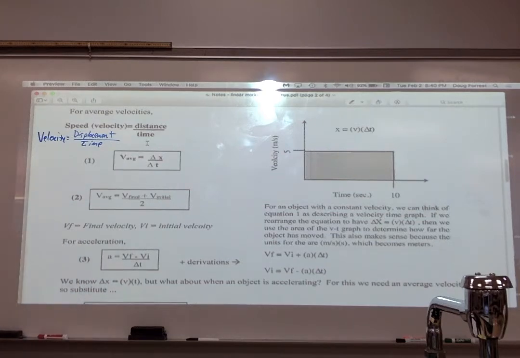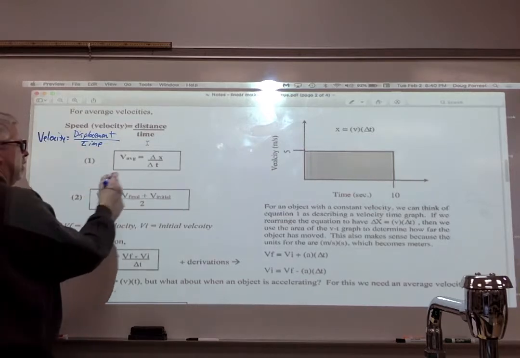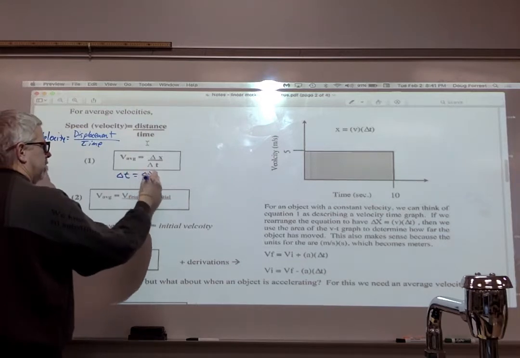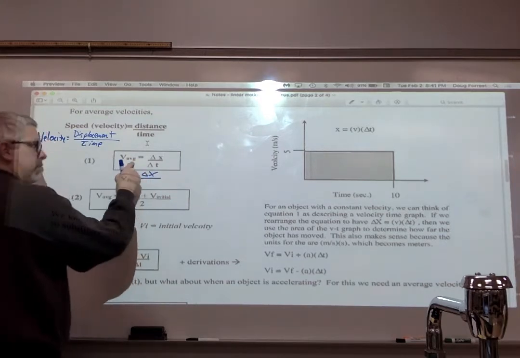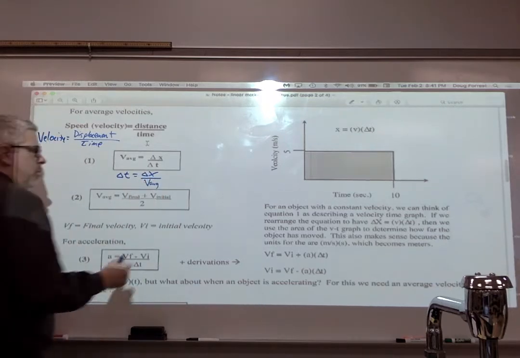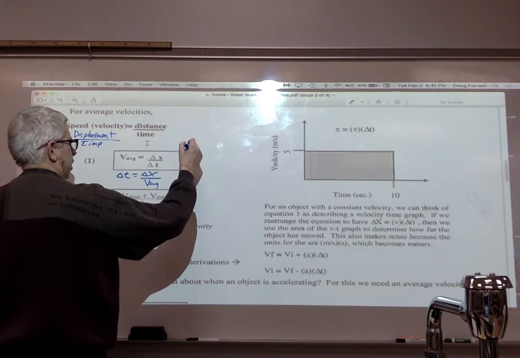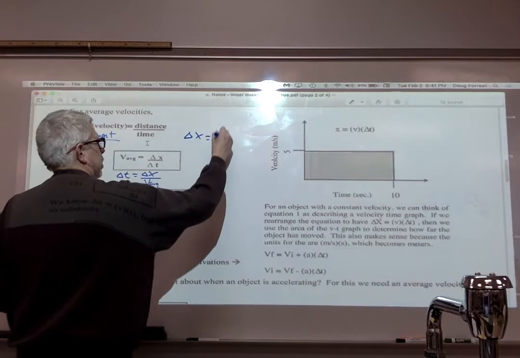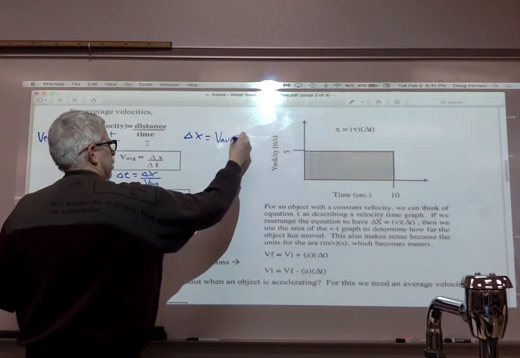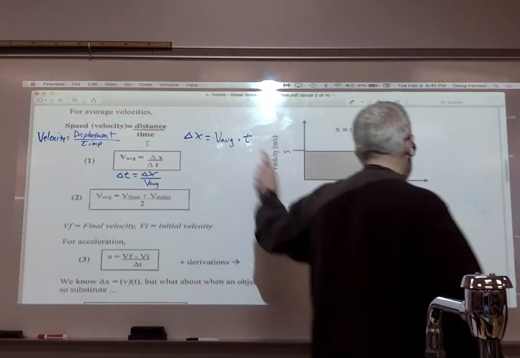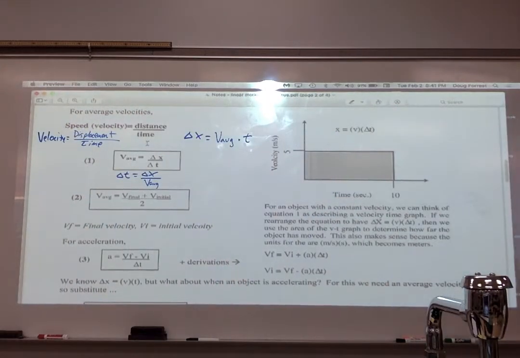Now, we can rearrange that a couple different ways also. So for example, if we wanted to solve for time, we could say delta t, or time interval, is delta x over, this, by the way, is average velocity, over average velocity. Or if I want to find my displacement, delta x, that's equal to average velocity times time interval. And again, sometimes you see things that use the delta and sometimes you don't. We're almost always talking about an interval.